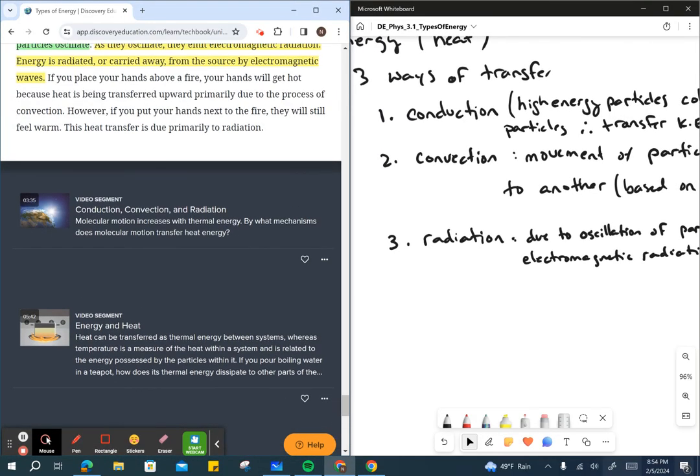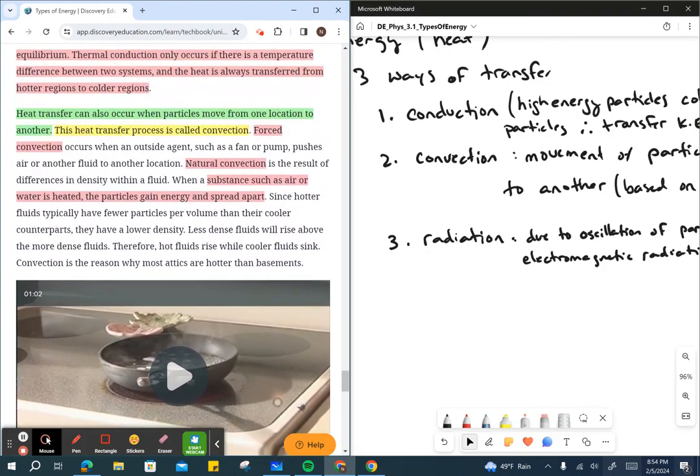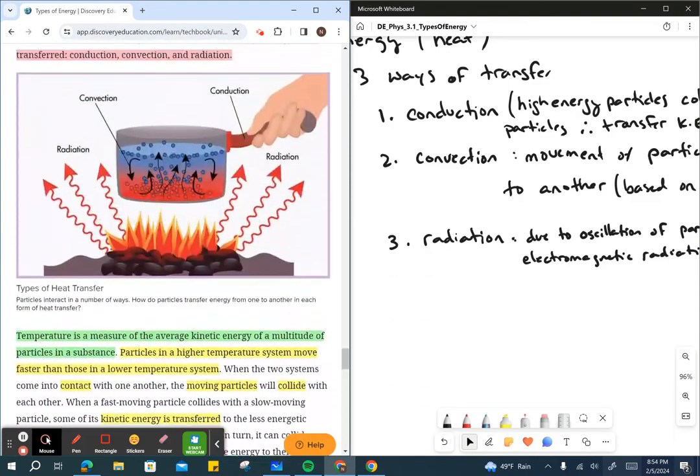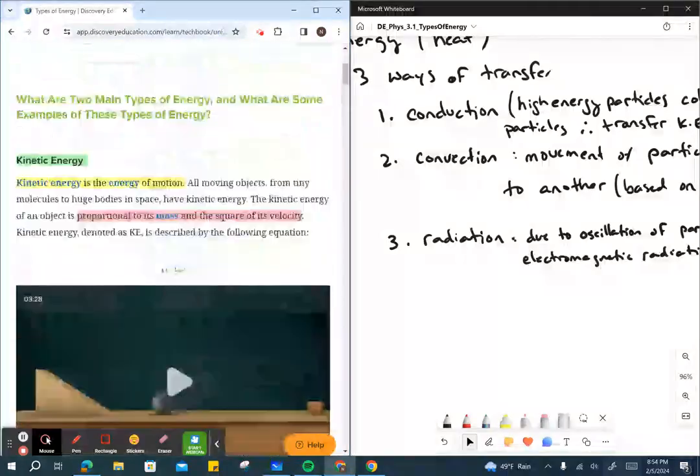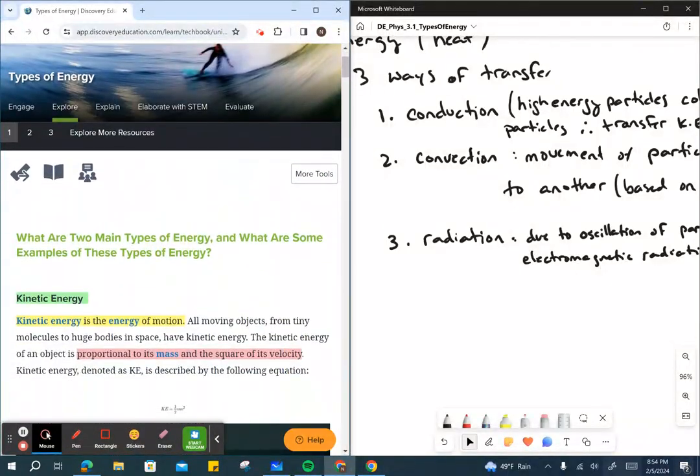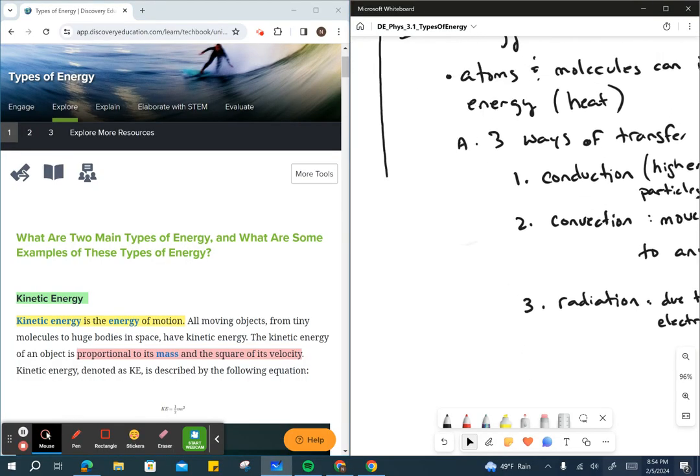So, well, that was a lot. Okay, so just to recap again, what was this all about? Because you're going to have to summarize it. What were the two main types of energy? We talked about kinetic energy and potential energy. And what are some examples of these types of energy? And we talked about a whole host of examples just now.